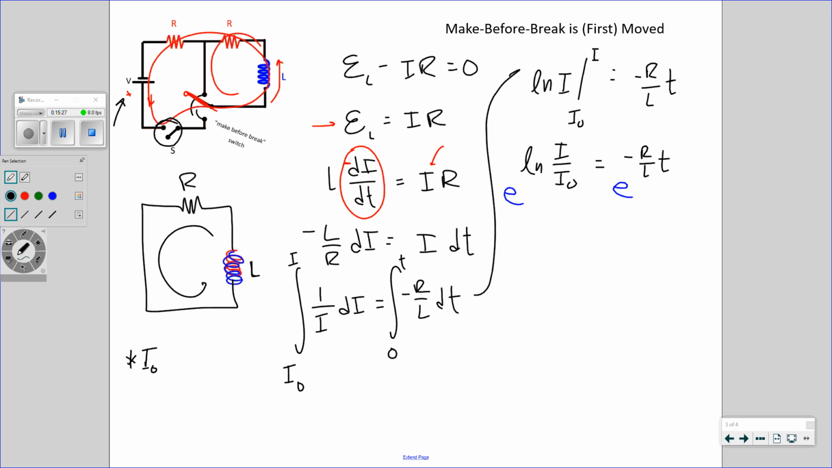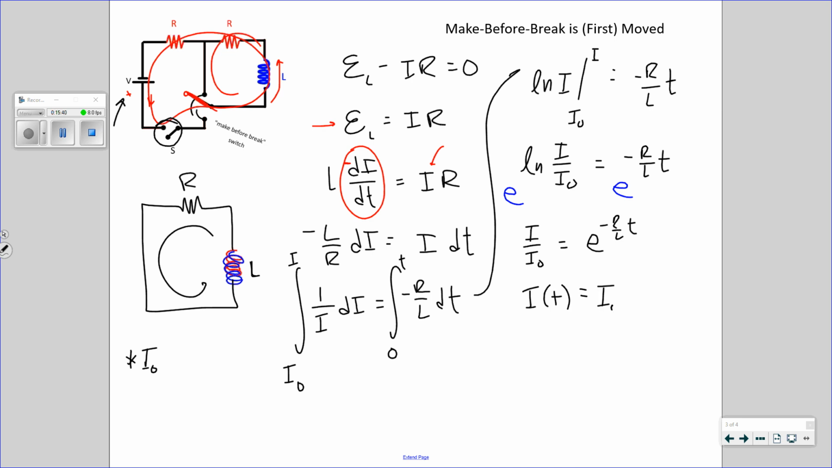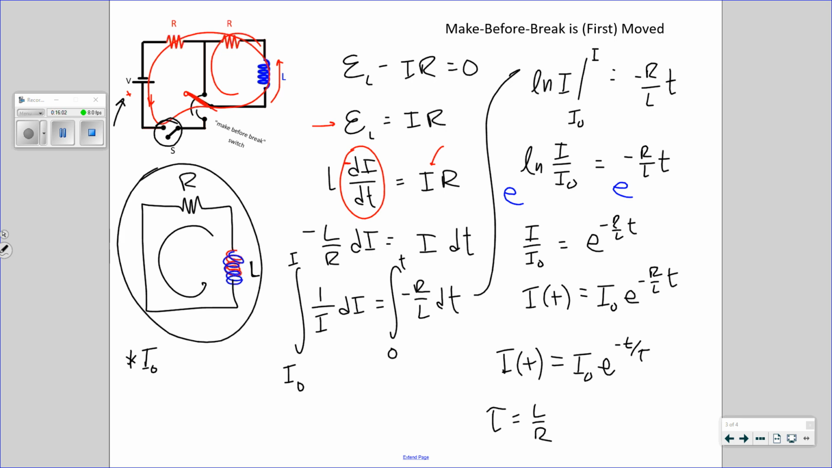So e to the natural log of I over I naught is I over I naught. And this is, okay, yep, e to the negative R over L times t. Or I as a function of t is I naught e to the negative R over L times t. Or in general, I naught e to the negative t over tau, where in this case our time constant is L over 1R, one factor of R, as in our effective circuit now, there's a single resistance.